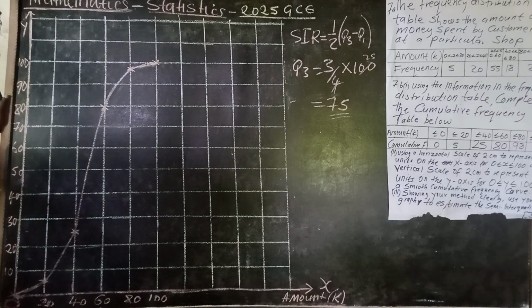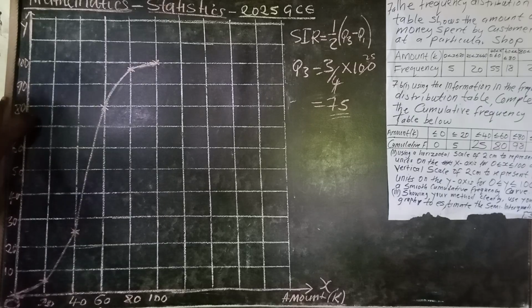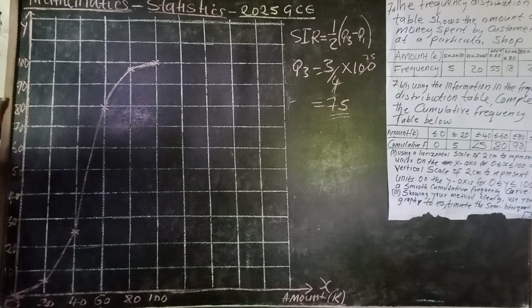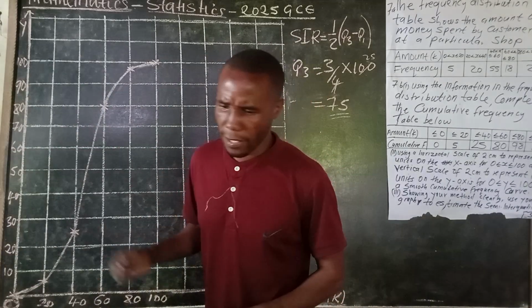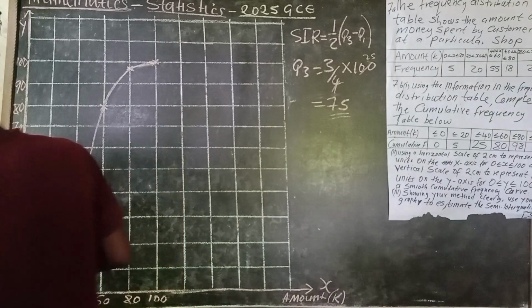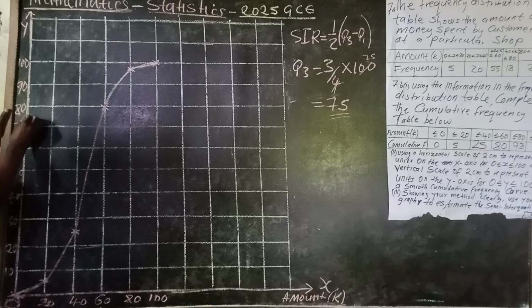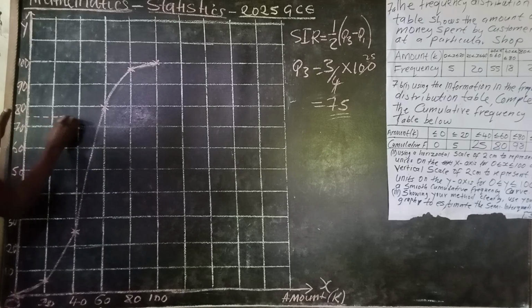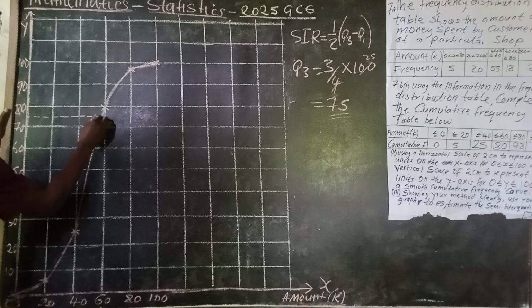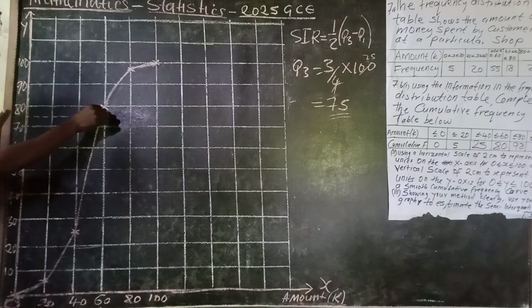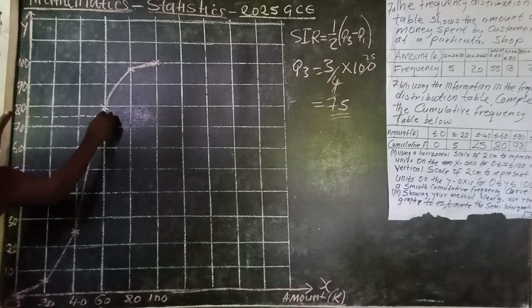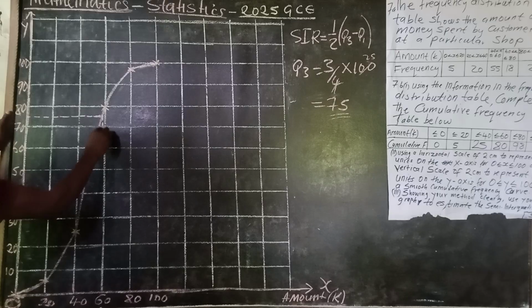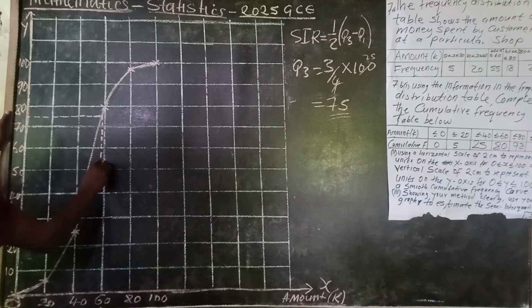So let us now go to where 75 is. We can see that this is 70, then 75 will be somewhere here. So we are going to make a line. Since you even have a ruler, you can make a straight line there, a dotted one for that matter. So you have touched the graph. The moment you have touched the graph, you should start going down straight.